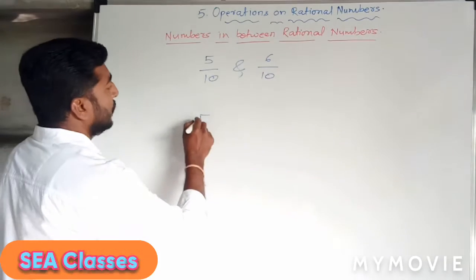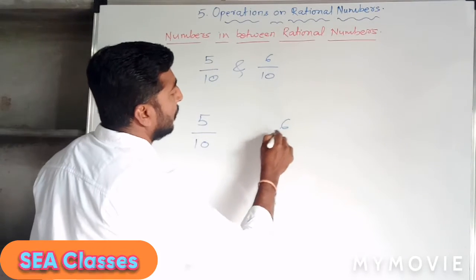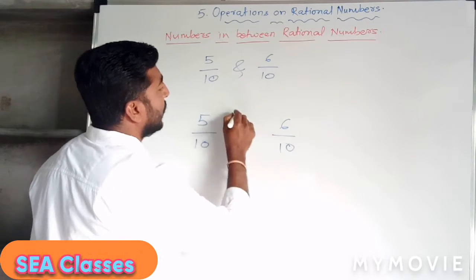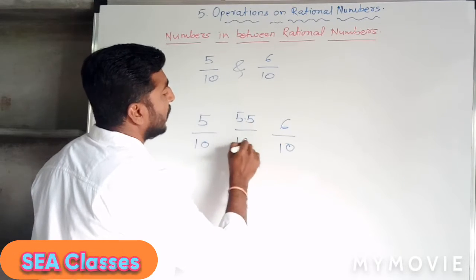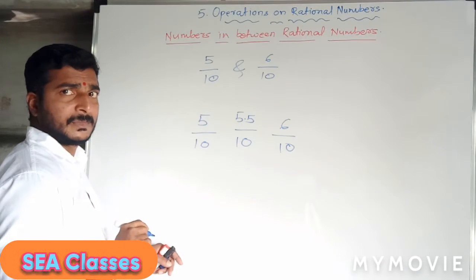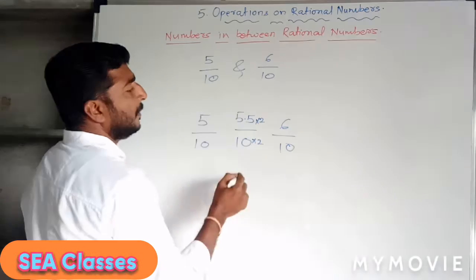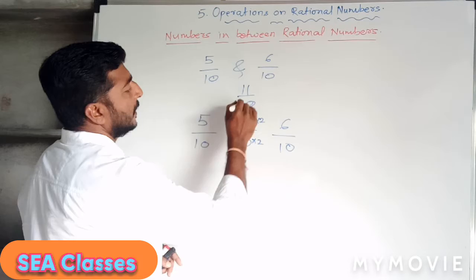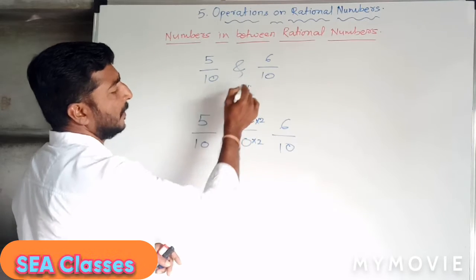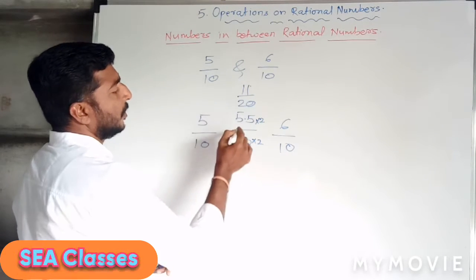Definitely, the midpoint of 5 and 6 is 5.5. So there will be 5.5 upon 10. If you multiply by 2 in the numerator and 2 in the denominator, what will that fraction be? 5.5 into 2 will be 11, and 10 into 2 will be 20, so it is 11 upon 20.